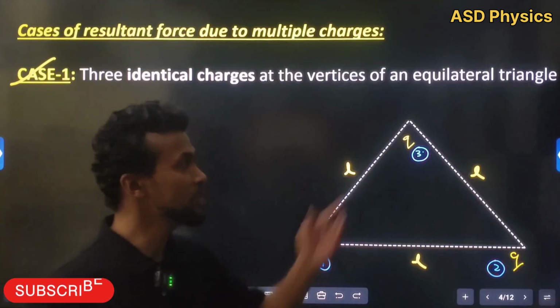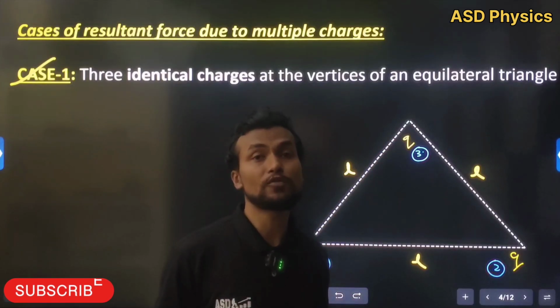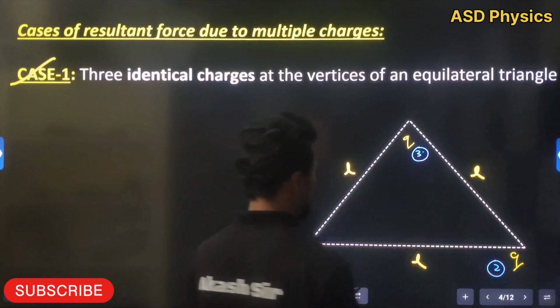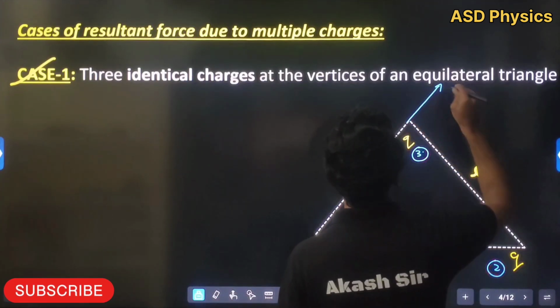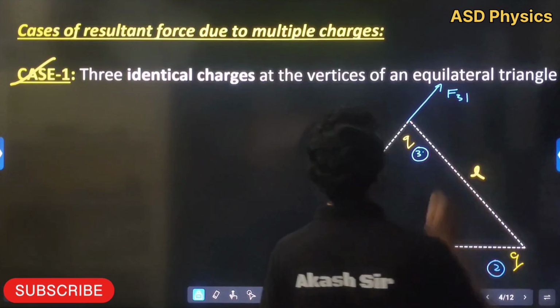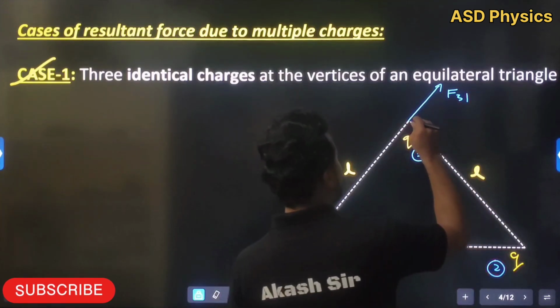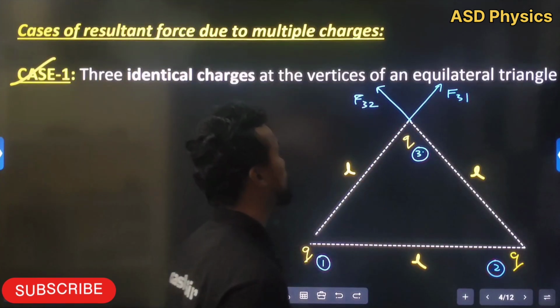Now can you tell me, this charge Q at vertex 3 will experience how many forces? It will experience, dear students, 2 forces. So let me say the force on 3 due to 1 will be given like this. This is the force on 3 due to 1. Similarly, the force on 3 due to 2 will be given like this. This is the force on 3 due to 2.